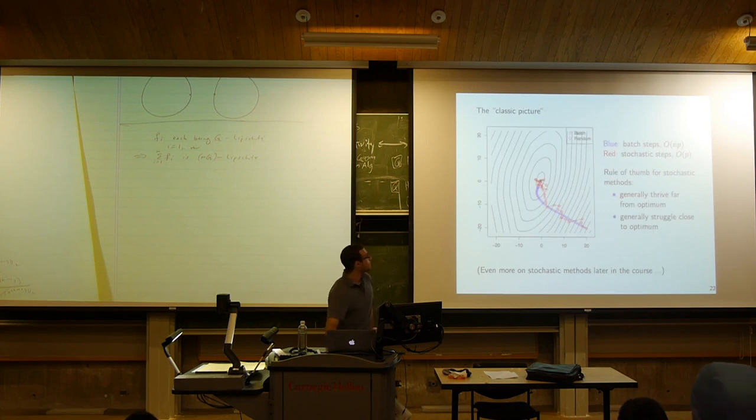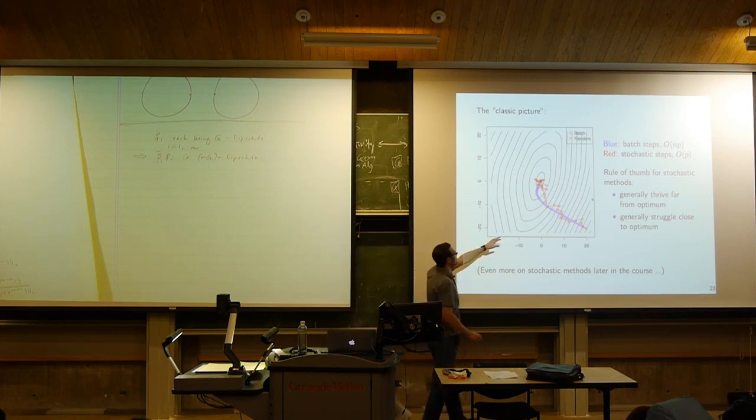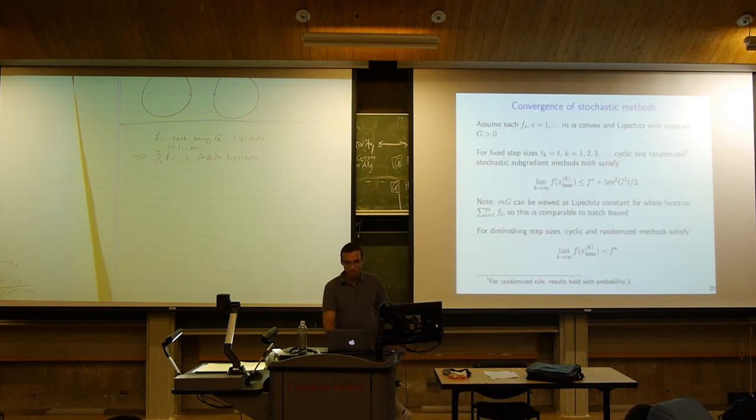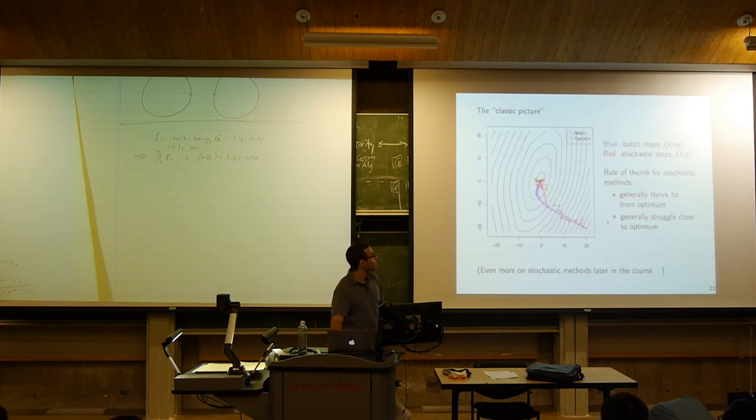Here's an example I wanted to show of the classic picture that you see when people discuss stochastic methods, which is that the stochastic methods make progress very quickly early on, and so they appear to make progress even faster than the batch method at the start. But as you get closer to the optimum, the stochastic methods take a lot longer to converge, and in fact they won't converge if the step sizes are fixed. We'll get something where we converge up to some tolerance, but we won't necessarily converge to the optimal criterion value. They just bounce around the optimum for a while.